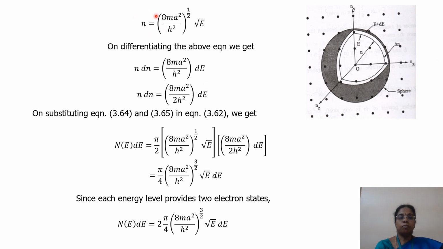Now find out what n is from this. You get the expression like this. On differentiating the above equation, you get the value for n dn. Substituting this n and n dn in the equation, you get pi by 4 into (8 m a squared by h squared) to the power of 3 by 2, E power 1 by 2 dE. Since each energy level provides 2 electron states, N of E dE will be equal to 2 times this. 2 times pi by 4 into (8 m a squared by h squared) to the power of 3 by 2, E to the power of 1 by 2 dE.